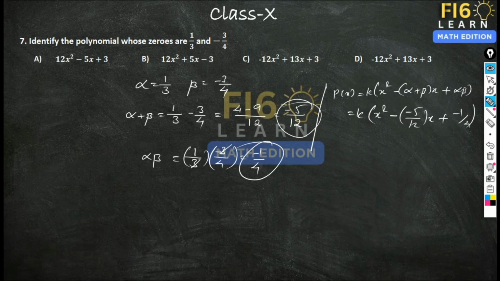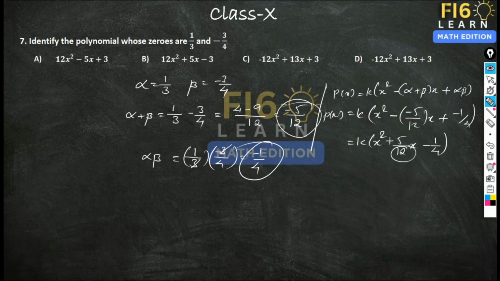Okay. This is our required quadratic equation, but this is not in the options, so we have to convert this into the form which is in the options. To do that, first we have to simplify this equation. So k into x square, these two minus signs will become plus, we will get 5 by 12x, sorry, this will be minus 4 minus 1 by 4.